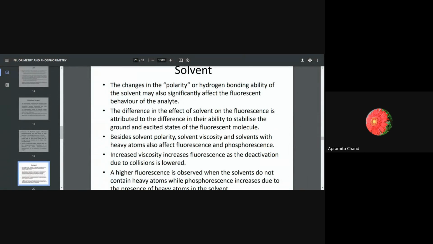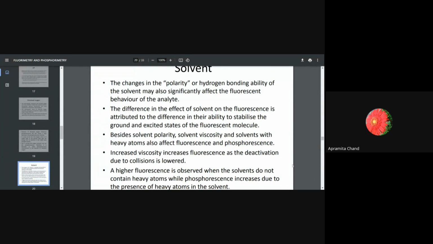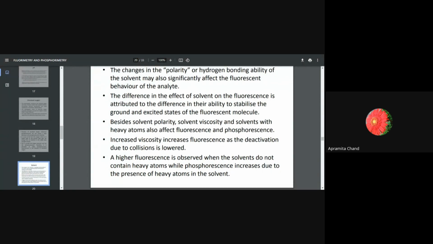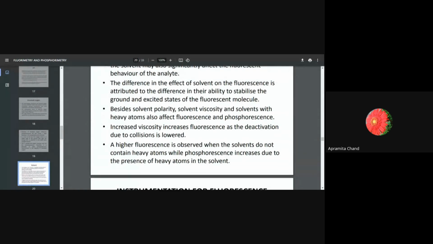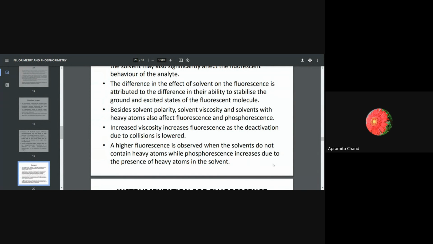Similarly, you should be very careful about the kind of solvent you are taking, because it will affect the hydrogen bonding ability. Solvent polarity, viscosity, and heavy atoms in the solvent should also be noted, because they can affect fluorescence and phosphorescence. If you take a solvent of increased viscosity, that is favorable because there will not be too many perturbations or associations in the solvent. So the deactivation due to collisions between the structural part and the solvent will be lowered, and that will increase the fluorescence. Similarly, if solvents do not contain heavy atoms, fluorescence is better observed, but if heavy atoms are present, phosphorescence can increase.